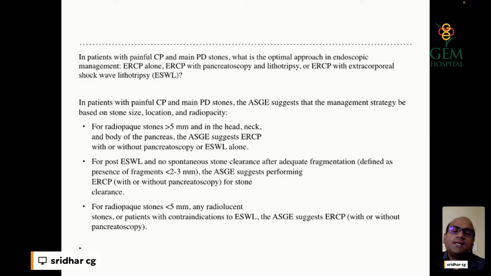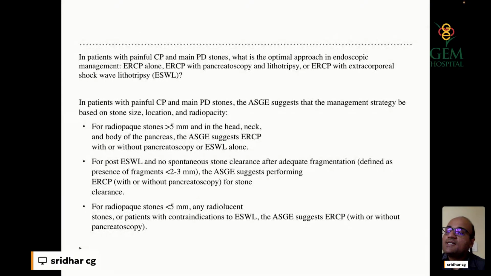For post ESWL, when there is no spontaneous clearance after adequate fragmentation, we can still consider ERCP with or without pancreatoscopy for stone clearance. So it's simple. When it's less than 5 mm, you can go ahead directly for a pancreatic duct stenting and an ERCP, and ductal clearance can be attempted. For more than 5 mm, which is radio opaque, we will need pancreatoscopy, with or without. It's a spyglass which we use, and the same spyglass can be used inside the pancreatic duct, and we can use an electrohydraulic lithotripter EHL, or even a holmium laser can be used to break the stones.